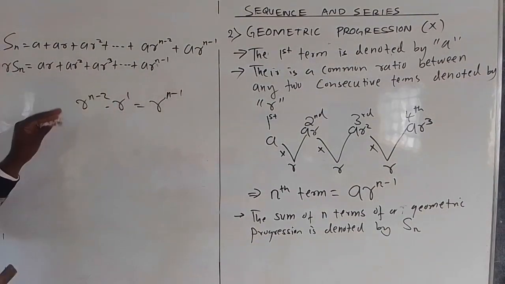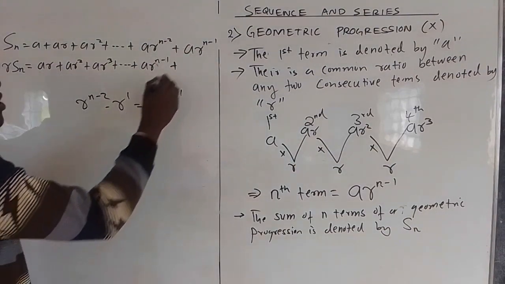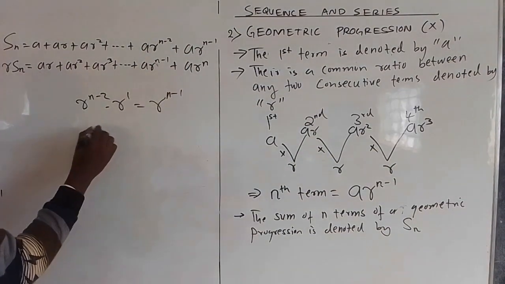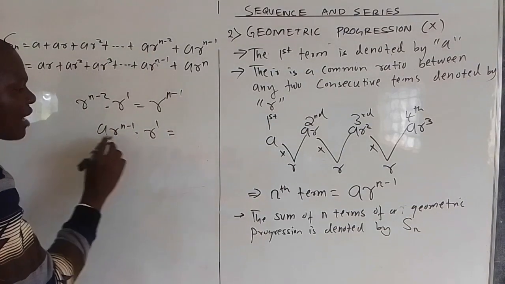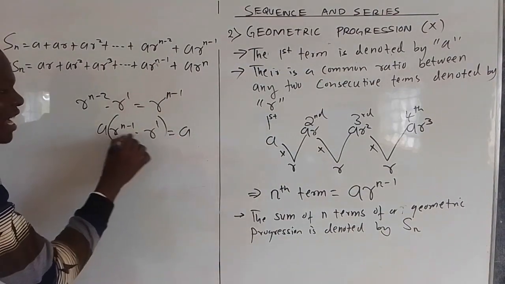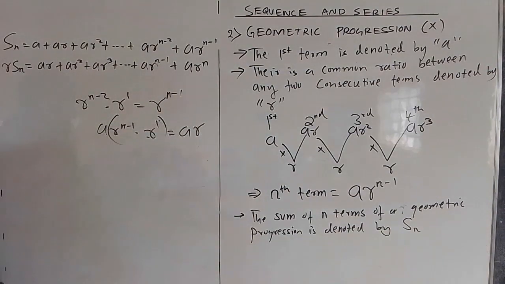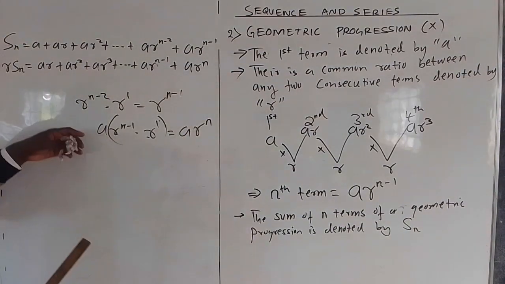So you get that. Are we together? Then plus R times AR^(n-1), you get AR to the power n, because AR^(n-1) times R is raised to power 1. So here you have your A, then you join this. R times R, same base, you add the powers, isn't it? n minus 1 plus 1, you get n. Do you see that? Yes.